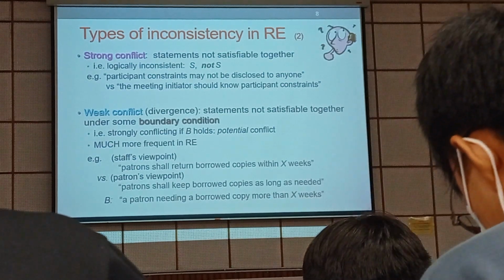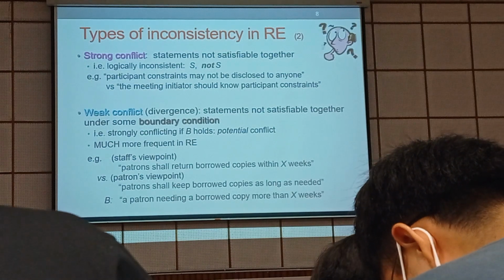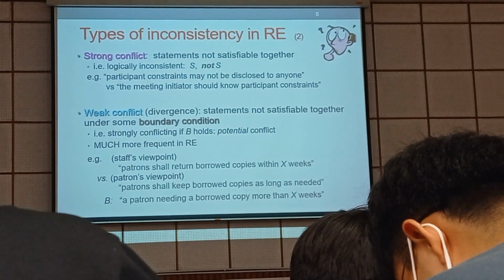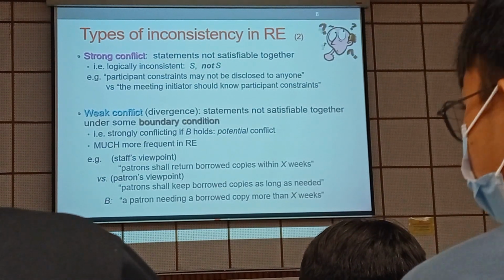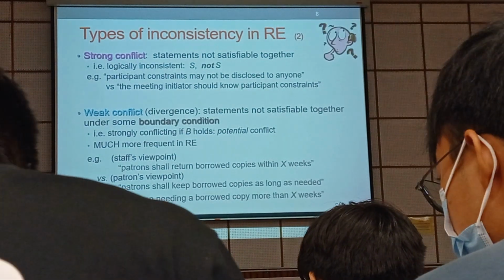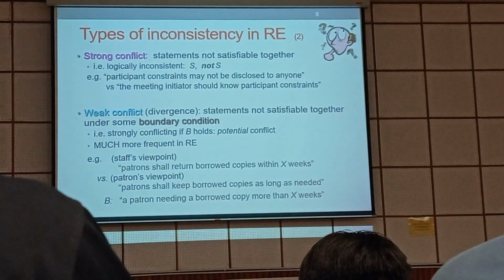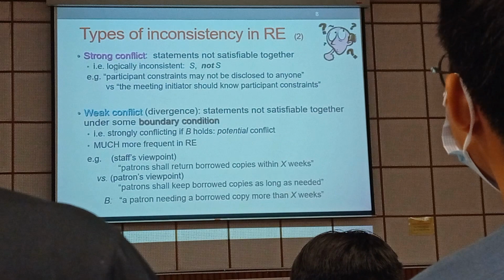But weak conflict means you can find a solution where you can satisfy both stakeholders. You can satisfy both requirements. Because conflict always arises when there are two requirements conflicting with each other. You have to come up with a solution for satisfying both. Okay, now I give you an example. You tell me. You see here, first one.